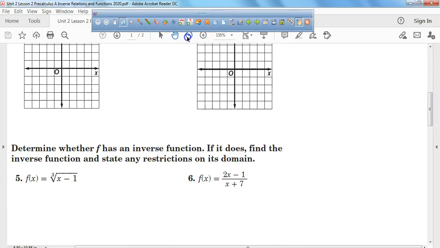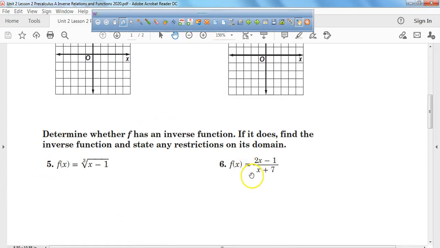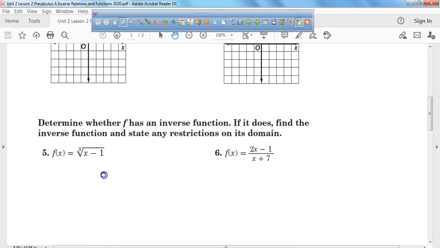And you're going to be like, thank goodness, because I am tired. By the way, we're going to do number 6 tomorrow. But we're going to go ahead and just solve for number 5 today. It says, determine whether f has an inverse function. If it does, find the inverse function and state any restrictions on its domain. So we're going to do number 6 tomorrow, okay? But today, we're going to go ahead and finish up with number 5. So let's take a look at number 5, all right?